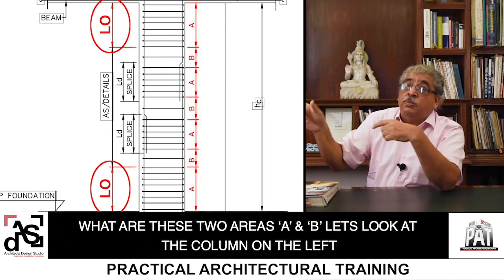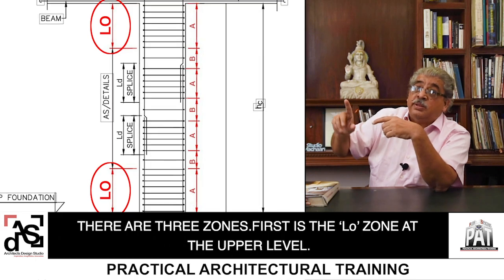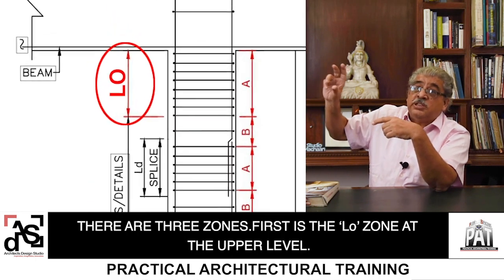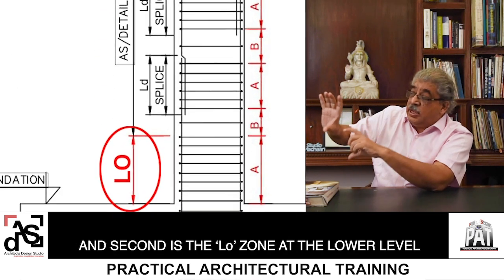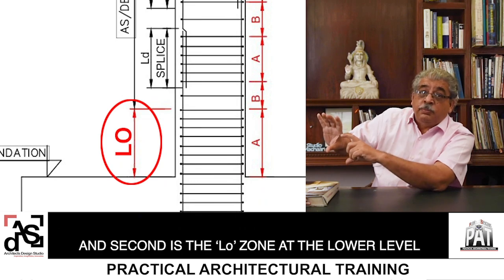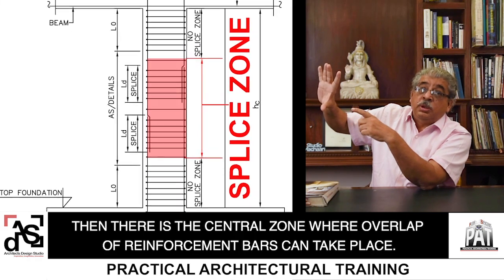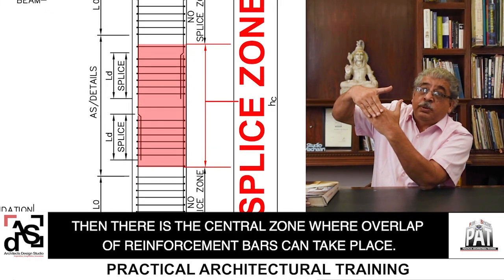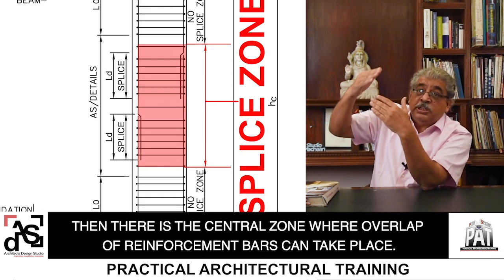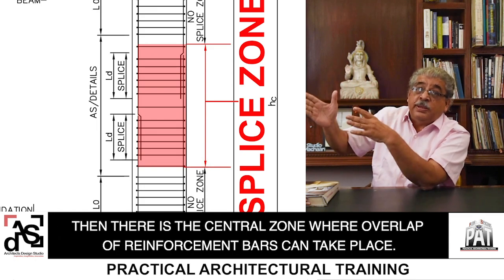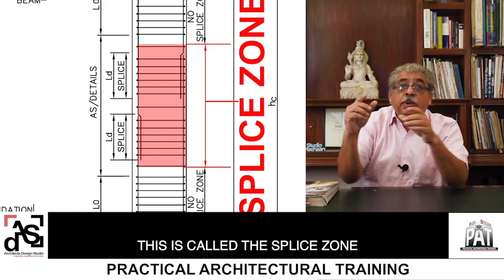Let's look at the column on the left. Now this is the elevation of the column. There are three zones. First is the LO zone at the upper level. The second is the LO zone at the lower level. Have a closer look. Then there is the central zone where overlap of reinforcement can take place. That means reinforcement here can be joined. This area in between is called the splice zone.